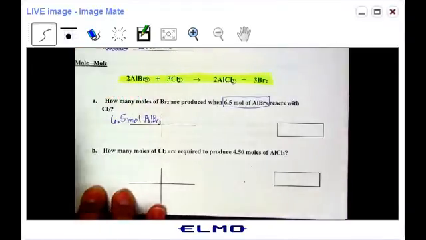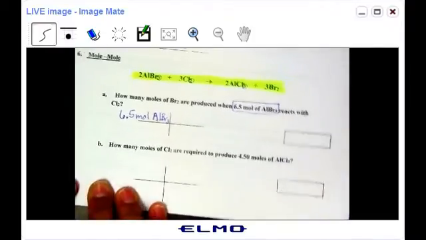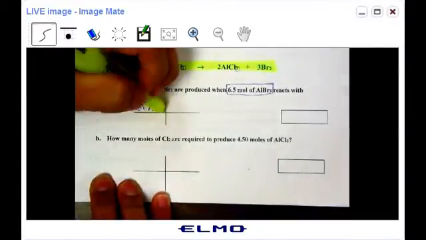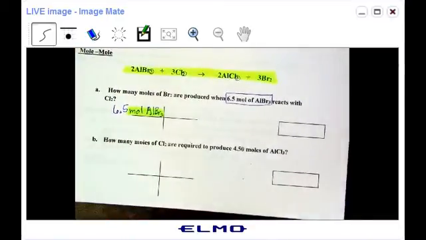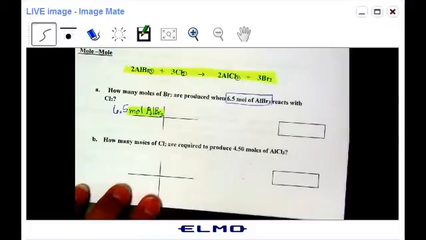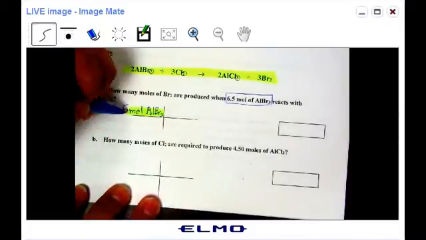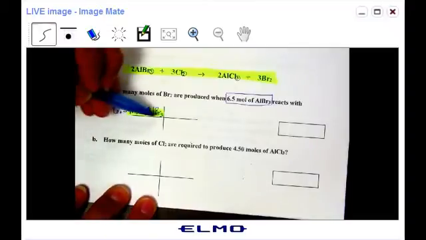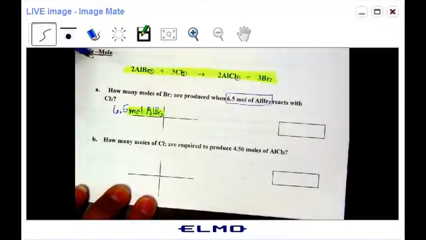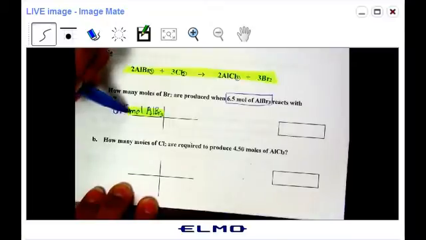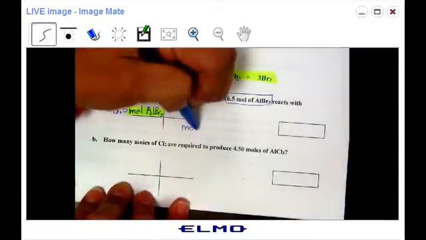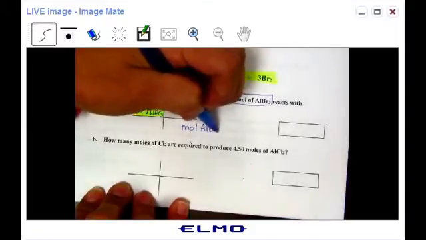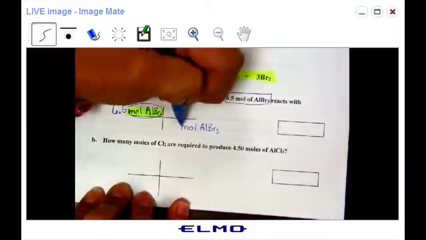You always need to include this portion. It's very, very important. It tells you your next step. Not only that, it keeps you organized. If you do not start doing this on your worksheets, I will start taking off points. Not just mole, but whatever element is connected to it. You need that as well. Because if you know this is mole of AlBr3, then this has to be mole of AlBr3. These units must be the same.